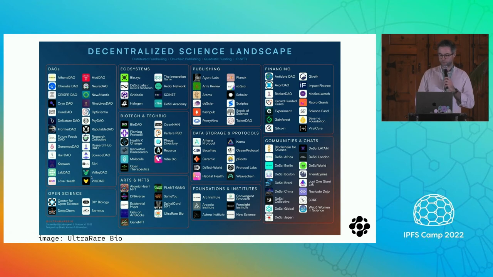This is a slide by UltraRare, Jocelyn's team. There are some DAOs that really think about, okay, we need to fund science, right? So scientists can apply to us with their idea. And then we have places where science gets done. You know, New Atlantis is one example here, and other projects as well.